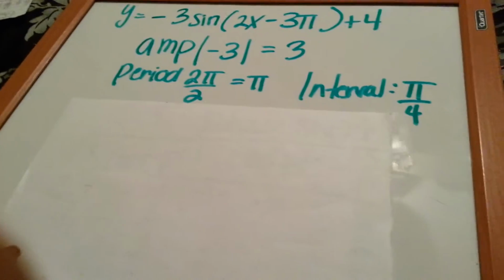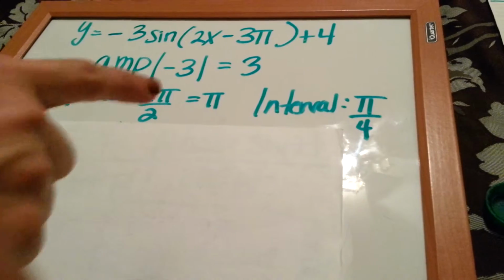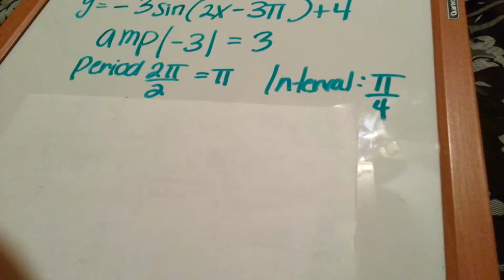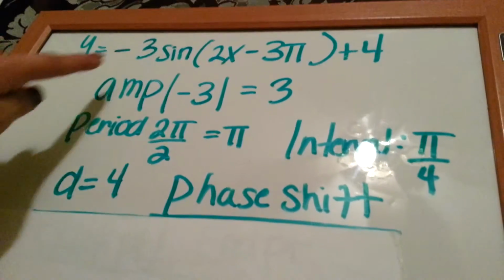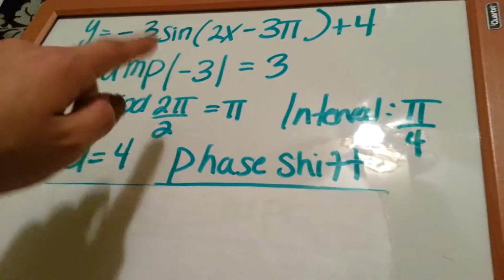Then we get our period, which is 2 pi over b. Our b in this case is the 2 up there. So 2 pi over 2 gives us pi. Our interval is the period divided by 4, so it's pi over 4. That is our interval. Our d in this case is plus 4. It's in the back this time, so d equals 4. That's just up or down.